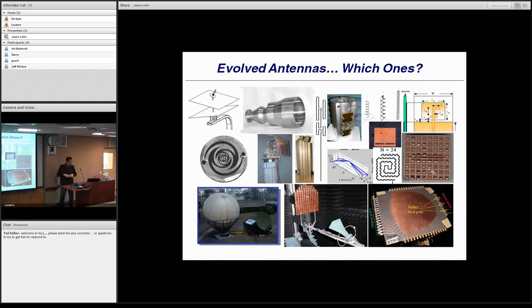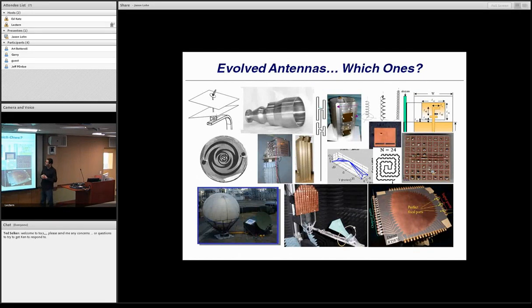I usually show this to more of an antenna audience, but does anyone want to take a guess which ones were human designed and which ones were computer designed? Any of our ham friends want to take a guess? Okay, I'm going to guess the upper left is computer. Upper left, the one all the way in the corner? Yeah. That's human design. I would say that anything that's black and white is probably going to be human design. The next one over, I'd say that's computer. Which one? This one? Yeah. That is a computer optimized one, yes.